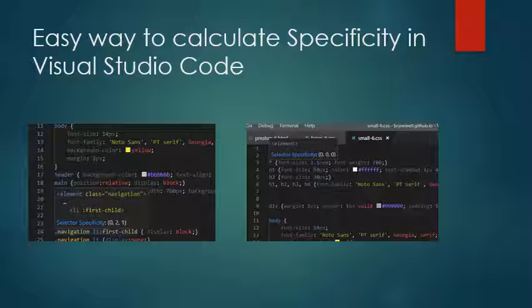Now, there's an easy way to calculate specificity in Visual Studio Code, if that's what you're using. You could always calculate it the way we have just spoken about, but you can also just hover your mouse over any of the selectors and it'll give you the specificity starting with the second 0. It won't include the first 0 because the first 0 is reserved just for inline styles, which are a part of your HTML document.